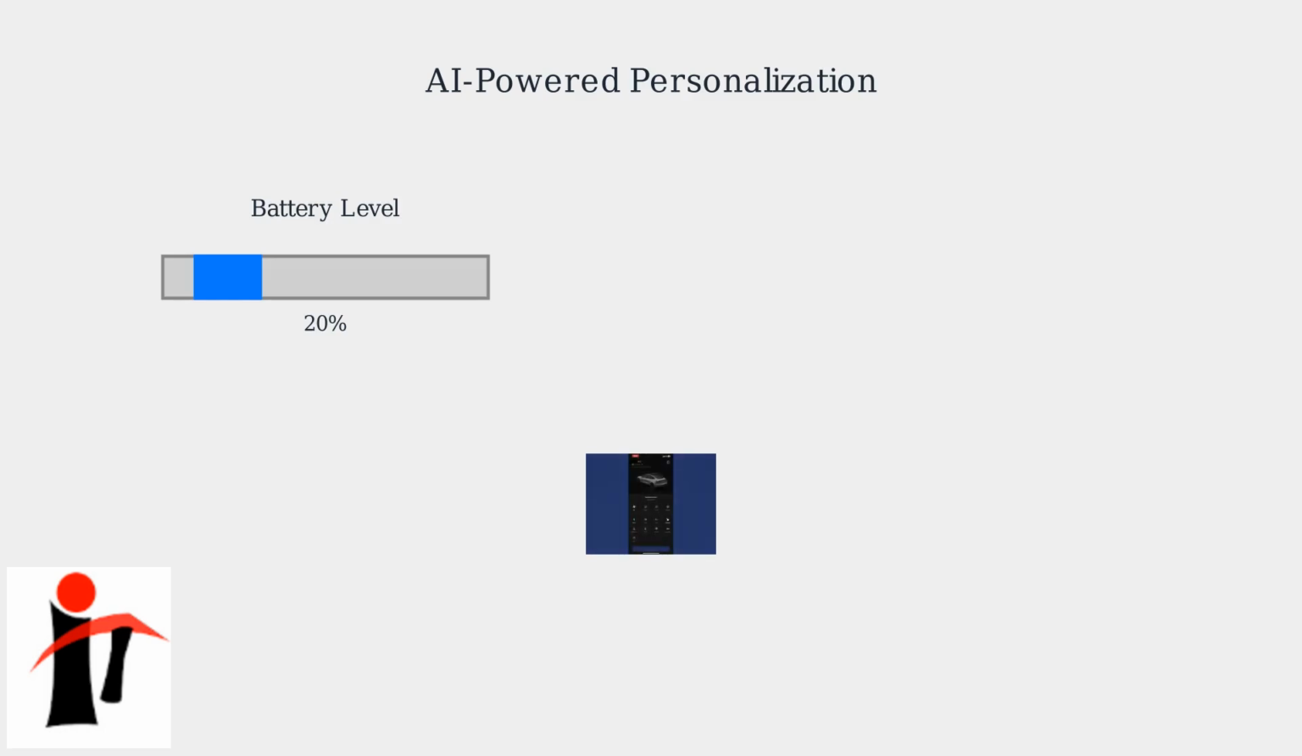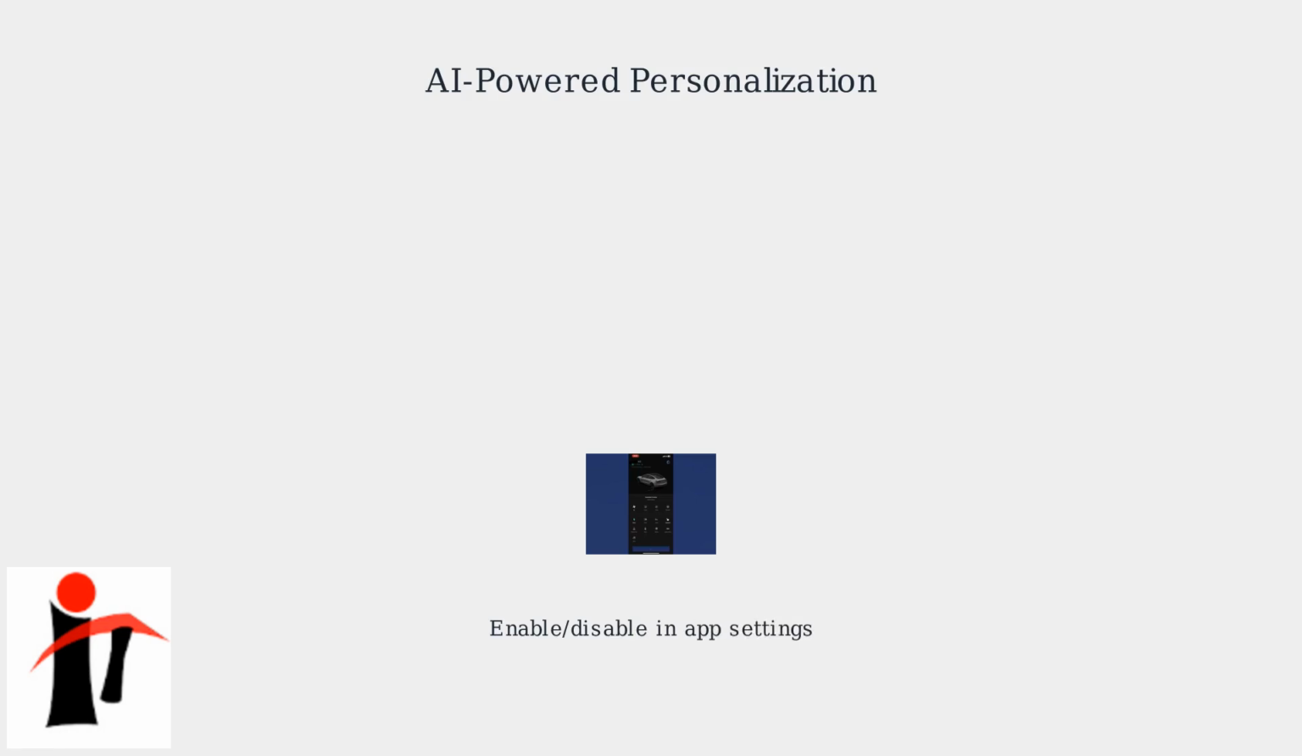These AI-driven suggestions are designed to make your experience more efficient and tailored to your specific needs, helping you access the features you use most often. You can enable or disable these AI-driven suggestions in the app settings to control how personalized your experience becomes.